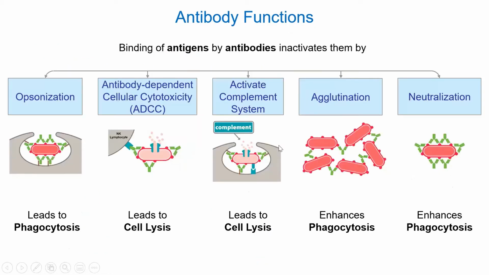So there are our antibody functions. You can see down at the bottom, usually this is leading to phagocytosis or the other type of killing, the cellular cytotoxicity type of killing. And that's kind of the point, right? We want to clear our body of the pathogen and kill it and make sure it's not causing us any harm.